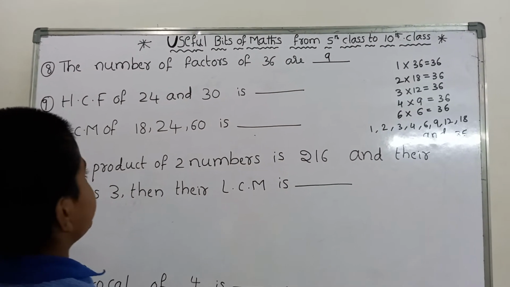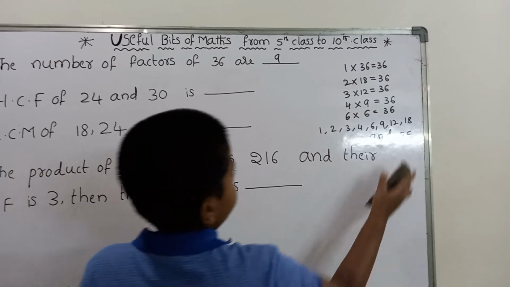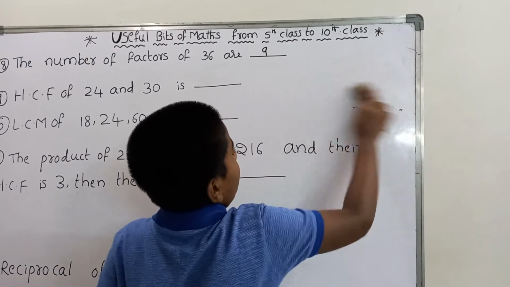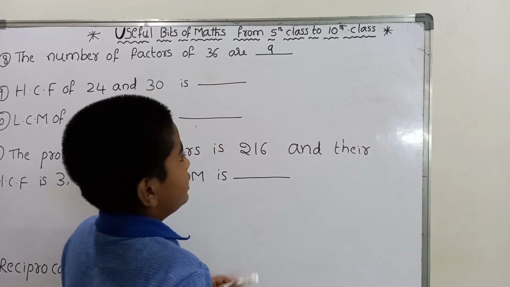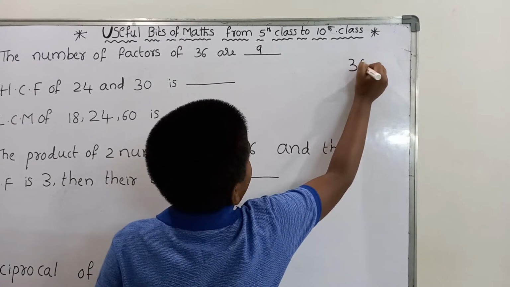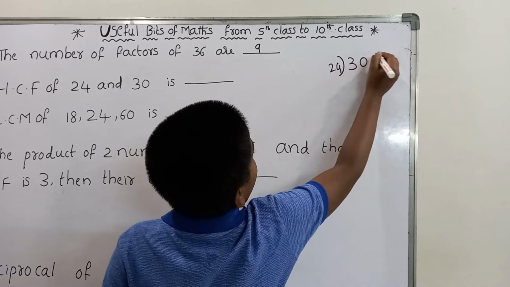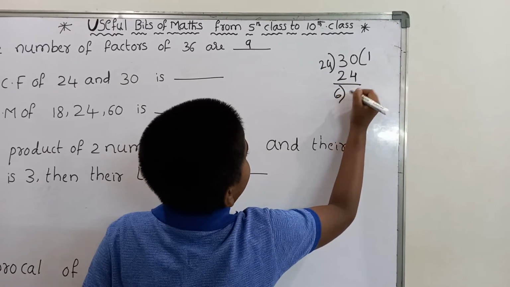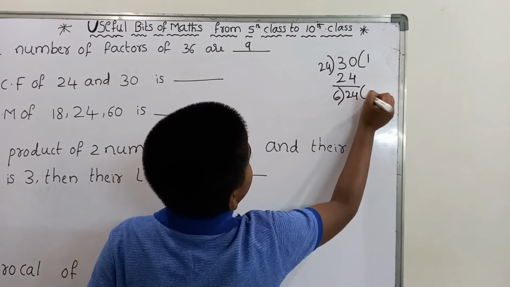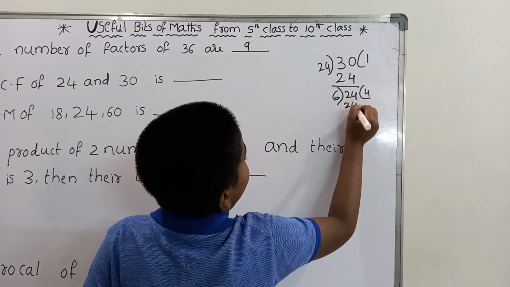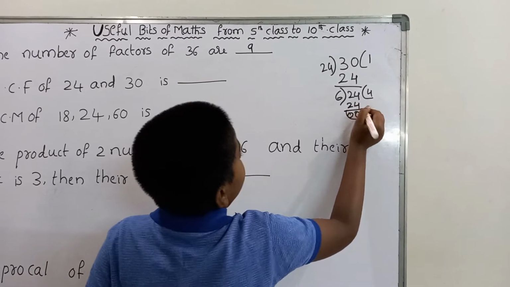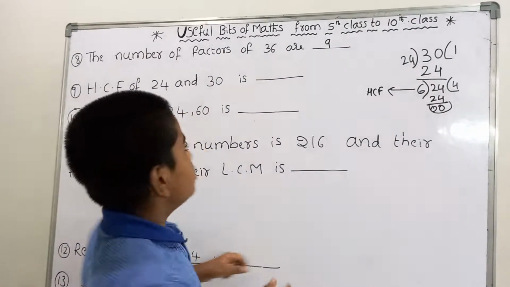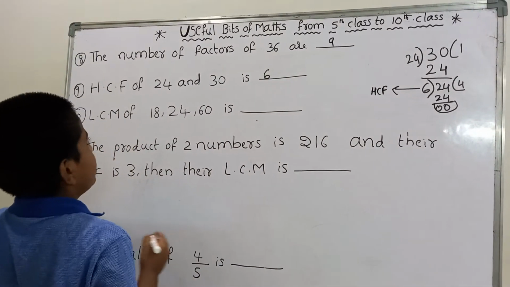Next question is HCF of 24 and 30. Now let's find it. We divide 30 by 24. Here 24 ones are 24, and 6 will be the remainder. Then 24 is divided by 6. So 6 4s are 24. Here the HCF is 6. So the HCF of 24 and 30 is 6.